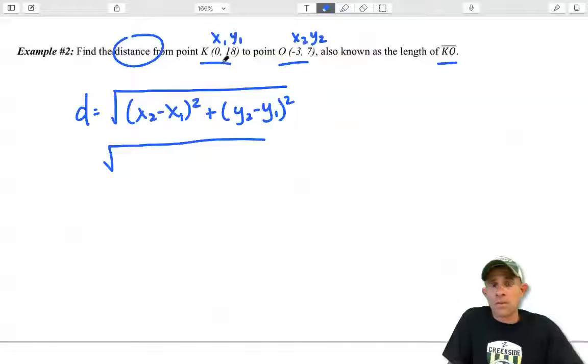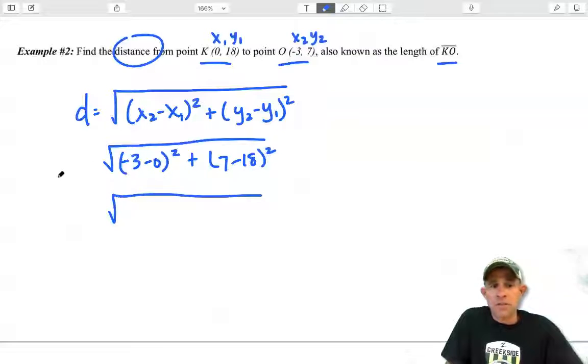We have the square root, the difference in the x's, so negative 3 minus 0 squared, plus 7 minus 18 squared. Okay, our next step then is to simplify, do our subtraction. We're going to subtract first. So that's negative 3 minus 0 is negative 3 squared, plus 7 minus 18 is going to give us negative 11. All right, we get negative 11 squared.